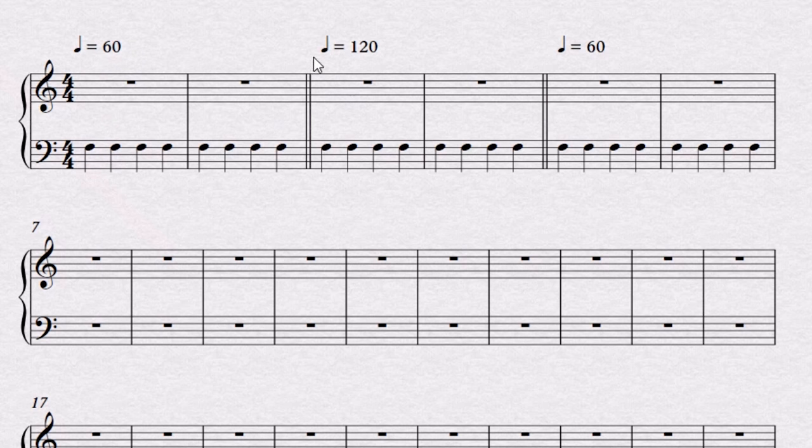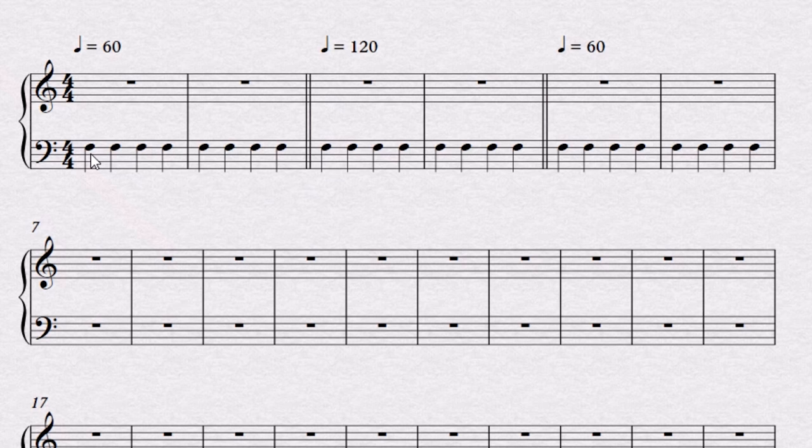Now, over here we see that the number changes to 120. So a quarter note equals 120. And that is telling us that now we could fit 120 quarter notes into a single minute. So that basically means we could fit more quarter notes into a minute at this speed. In fact, we could fit twice as many quarter notes.